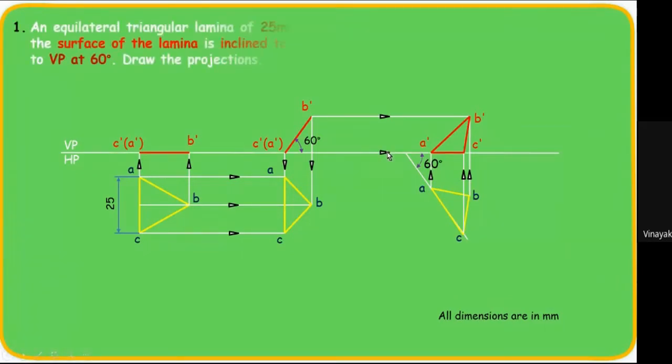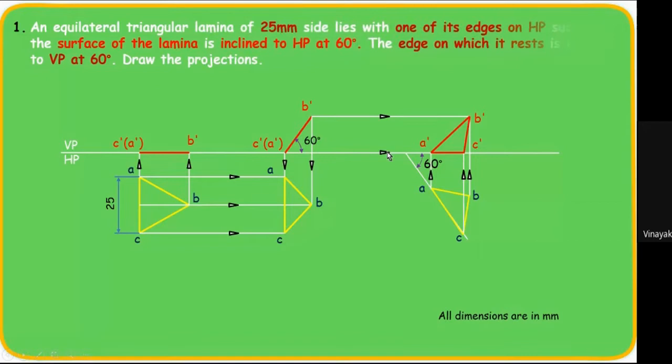Get on this question, the first problem on projection of planes. We'll start with a triangular lamina. The first one, take down the question. An equilateral triangular lamina of 25 mm sides lies with one of its edges on HP. You should know which is an edge, which is a plane surface, and which are the corners of a plane.